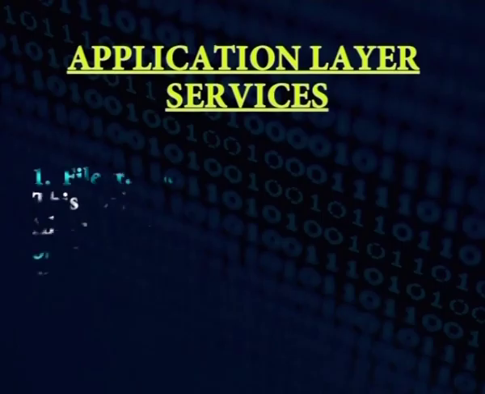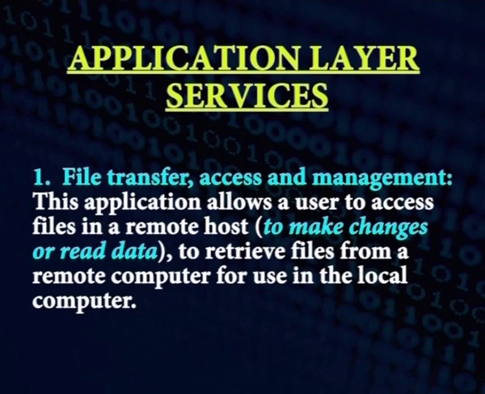So far we have understood that the application layer provides a variety of support and services. As we have mentioned above, there is a wide range of application services used at the application layer, but we don't need to discuss all of them. Very specific services provided by the application layer are as follows. The first one, file transfer, access and management. This application allows a user to access files in a remote host, that is to make changes or read data, or to retrieve files from a remote computer for use on the local computer.